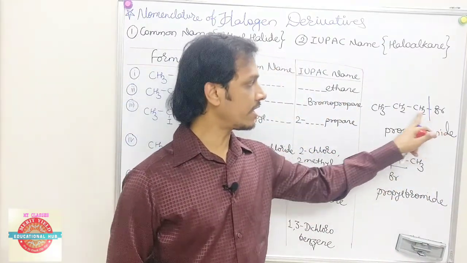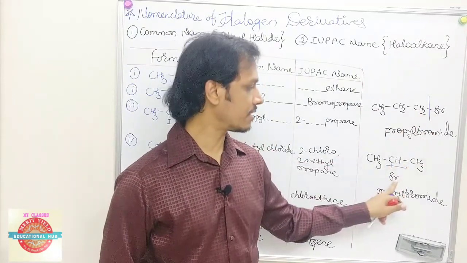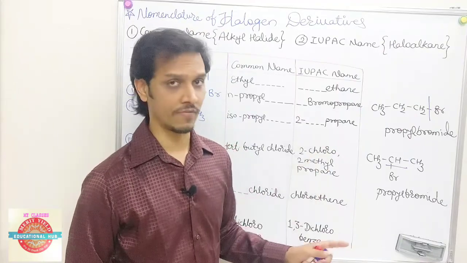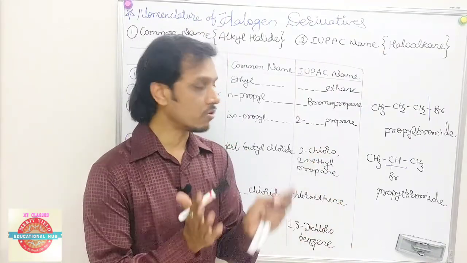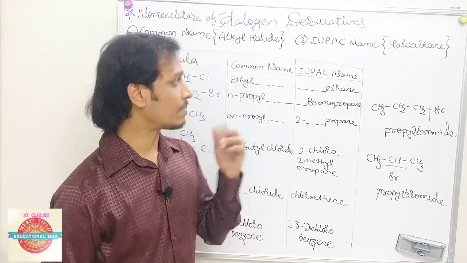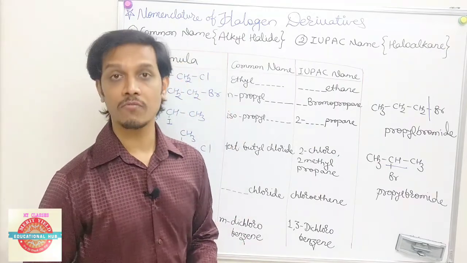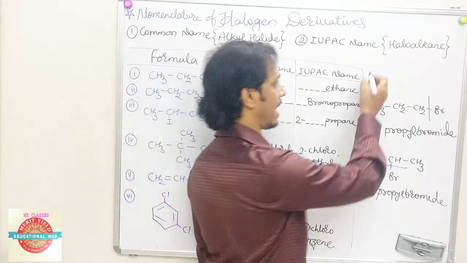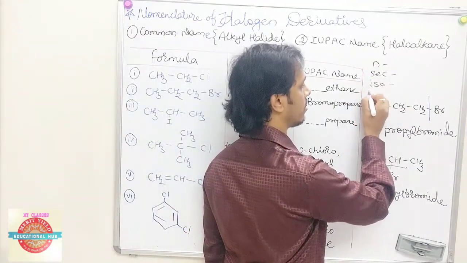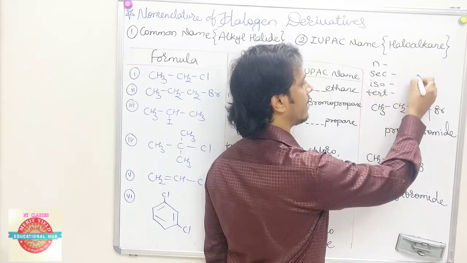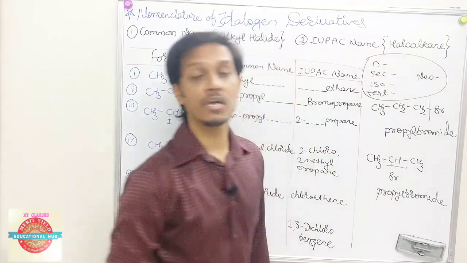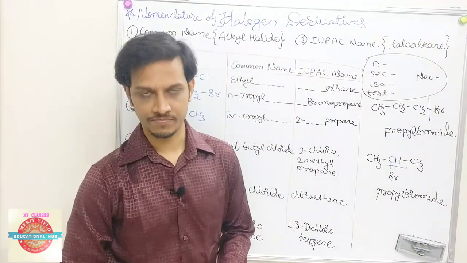Here Br is bonded to a primary carbon, and here the Br is bonded to a secondary carbon, whatever we studied in the classification of halogen derivatives. So that's why we have to bifurcate them, we have to distinguish them. For that purpose, in the common nomenclature system, we have some prefixes: N, sec, iso, tertiary, and neo. These are the 5 prefixes we can use as per the requirement.